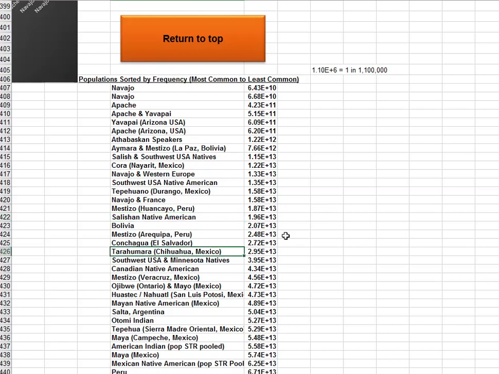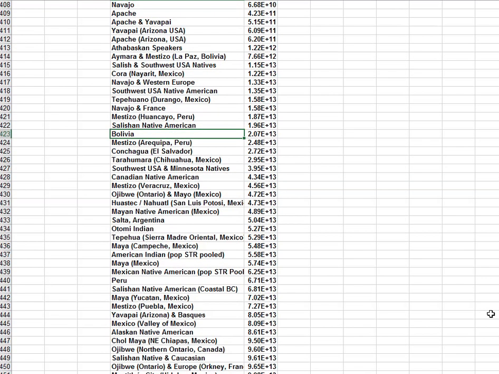The Tarahumara, the runner people of Mexico. These are some of the longest distance running people in the world. They run barefoot. It's fascinating. If you've never researched the Tarahumara and you're fascinated by population genetics, go and read about these people. They're amazing. And there's Bolivia, and we'll scroll on down.